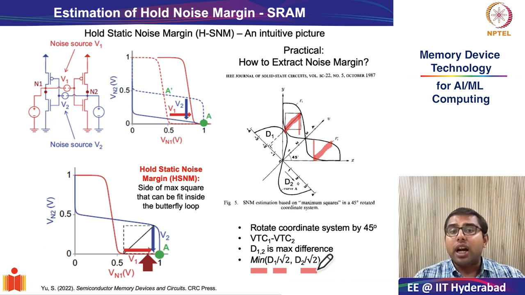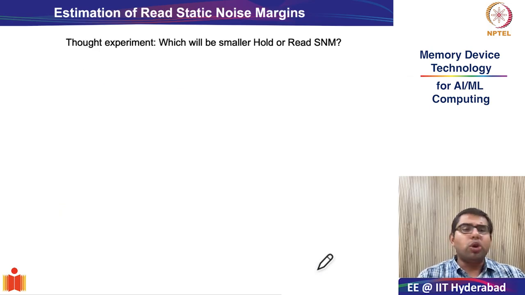Okay, once we have understood how to find the hold noise margin, let's next move to read static noise margin. So just a thought experiment before we tell you the answer. Which of the following noise margins will be smaller? Will the hold noise margin be smaller or the read static noise margin? So take a moment to think about it before I reveal the answer to you.